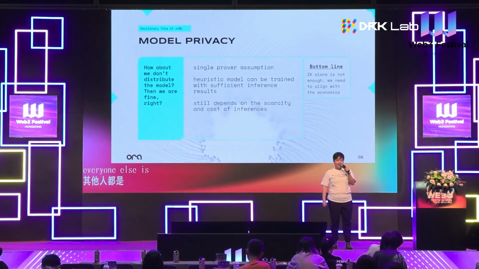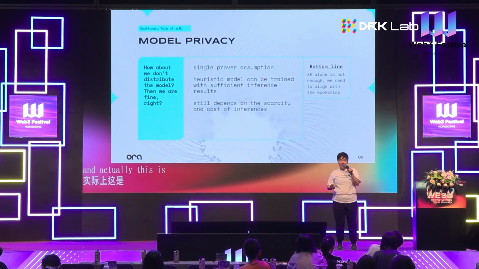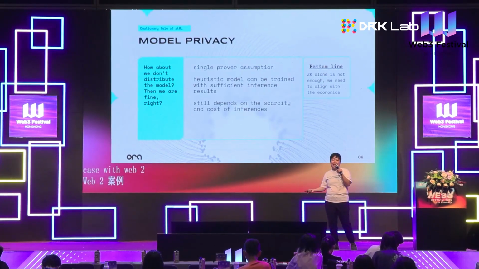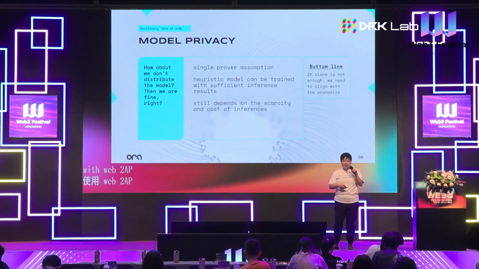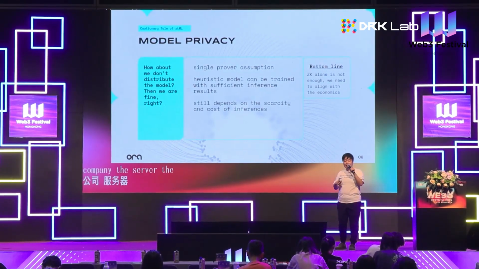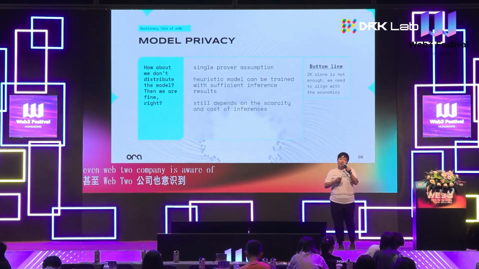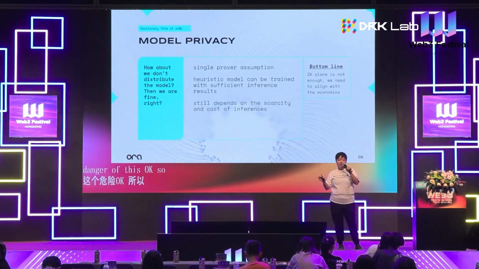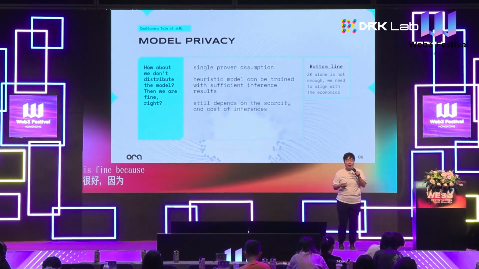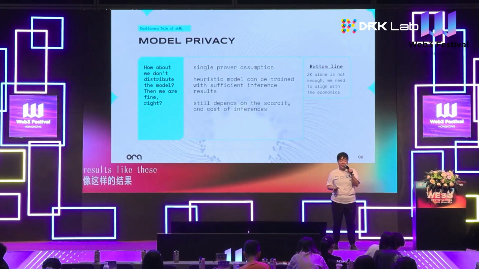And actually, this is exactly the case with Web 2, right? Right now with a Web 2 API, it's almost the same thing. You are trusting OpenAI to give you the result. You're trusting whatever Web 2 company, the server, the API, to give you the result, right? And even the Web 2 company is aware of the danger of this. Models like GPT are fine because they have billions and billions of parameters, so people who have access to these APIs are never going to reconstruct the same model.